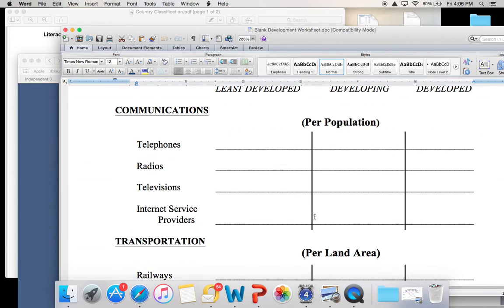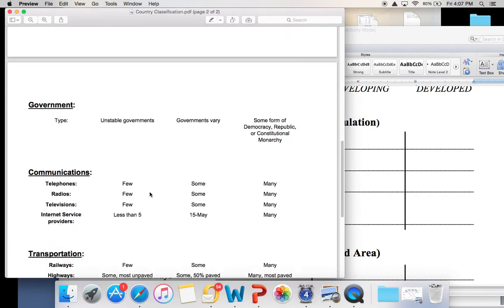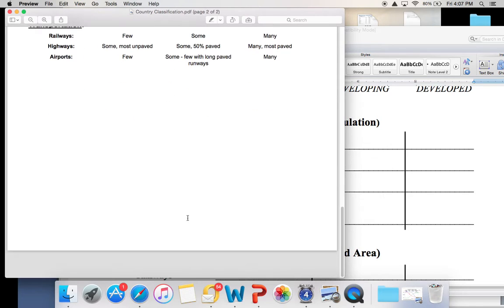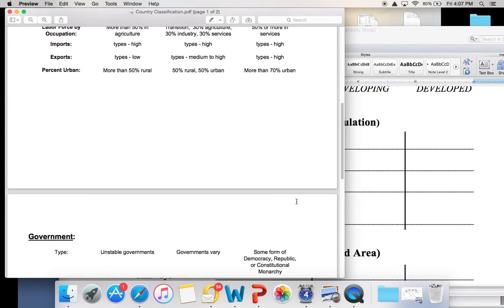Okay. Further down, you do telephones, radios, televisions. They're not going to give you a definite number of a lot of this stuff. If you look on the cheat sheet, it doesn't give you much in that regard either. It says few, some, or many. Okay. So you're going to have to take an educated guess there. All right. So that's what you're going to be doing.